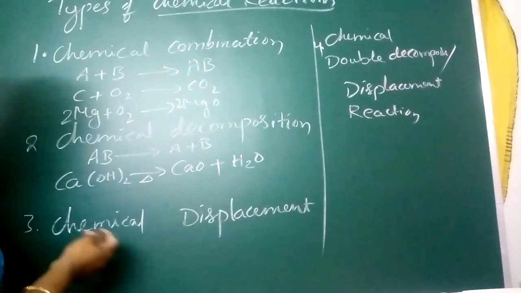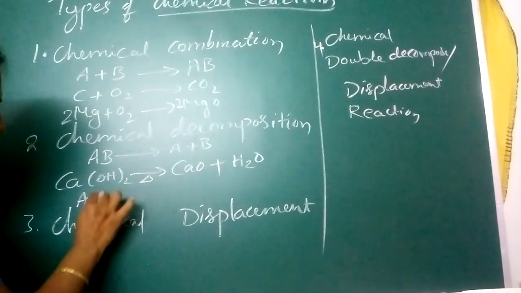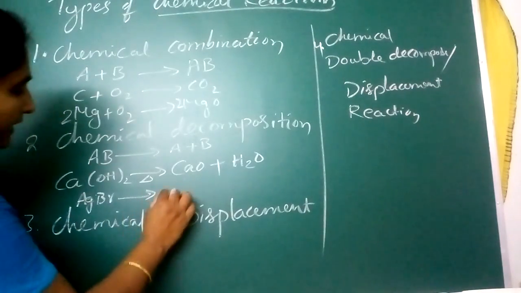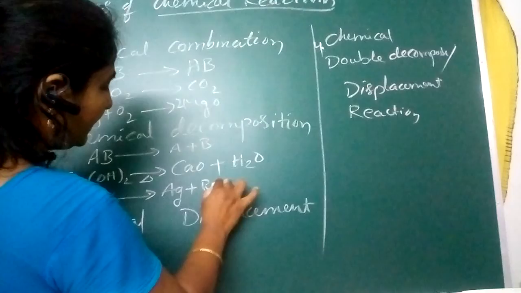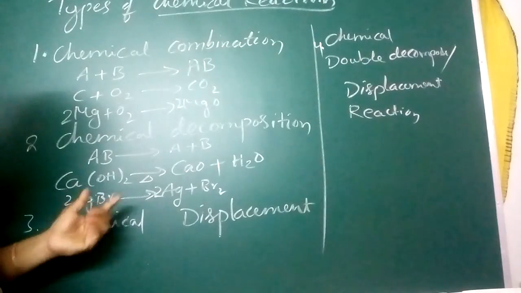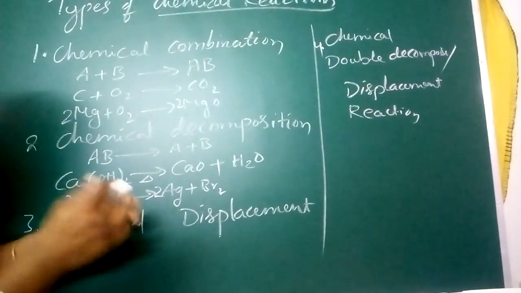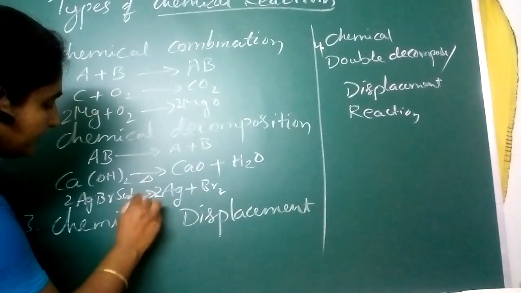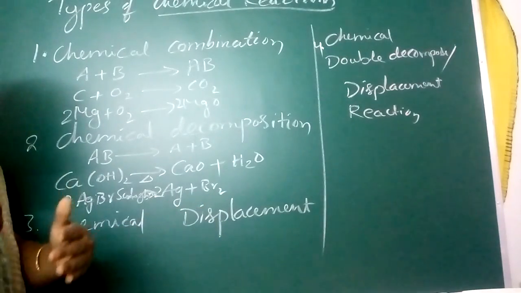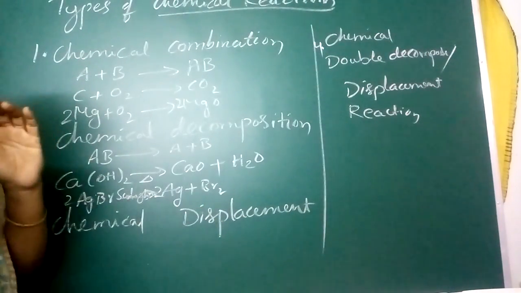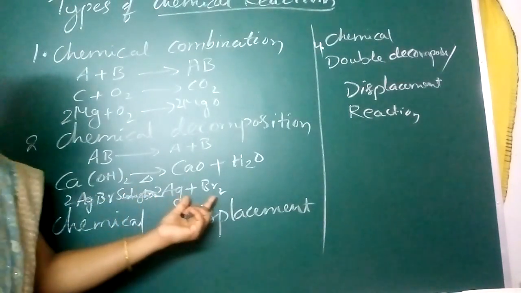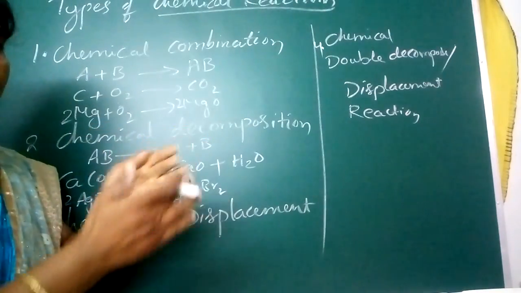Another example for decomposition is AgBr, silver bromide. Silver iodide, anything also you can take here. AgBr is one complex compound. When it is in the presence of sunlight, it is decomposed into Ag plus Br2. We will explain this in another video; first I am telling this explanation for understanding only. That means one compound splitting into two or more substances is called a chemical decomposition reaction.